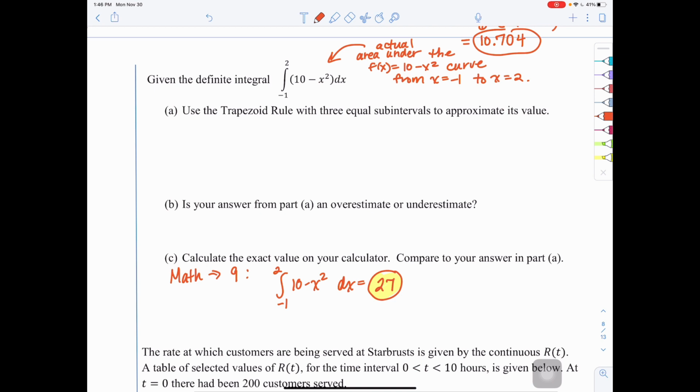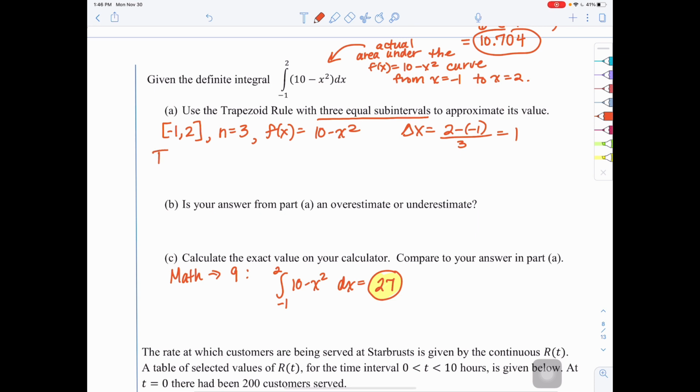So let's go ahead and see what they want us to do. Use the trapezoidal rule with 3 equal subintervals, and equal is important, to approximate its value. So we are on -1 to 2, and n is equal to 3. F of x is equal to 10 minus x squared. So all of that's very important information for us. Let's go ahead and find delta x: 2 minus -1 all over 3, and it will just be 1. So they are 1 wide.